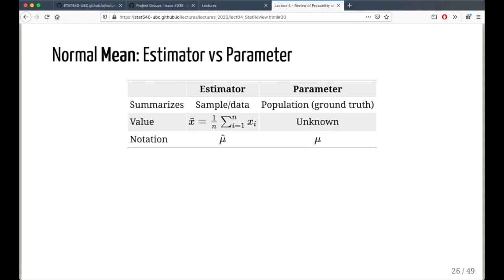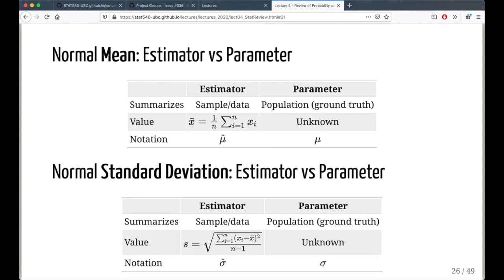In particular, for the normal mean, the estimator summarizes the sample in our data set at hand. We estimate that by computing this value from our data set, and we denote it as mu hat. And for the sample standard deviation, estimator versus parameter: the estimator summarizes sample data. We compute this standard deviation from the sample with this formula here, and we denote that with sigma hat, in contrast to the parameter, which is the unknown ground truth and is denoted with sigma without the hat.